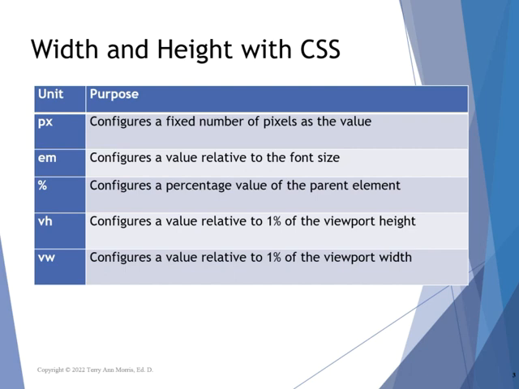The CSS height and width properties are used to set the height and width of an element. The CSS max width property is used to set the maximum width of an element. The height and width properties do not include padding, borders, or margins. It sets the height and width of the area inside the padding, border, and margin of the element.